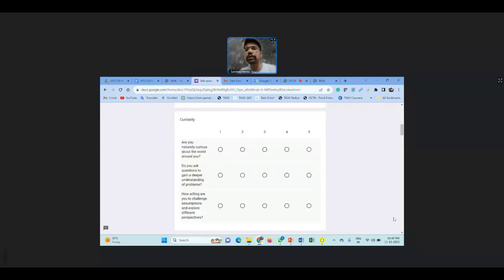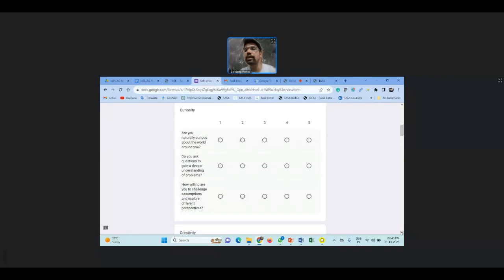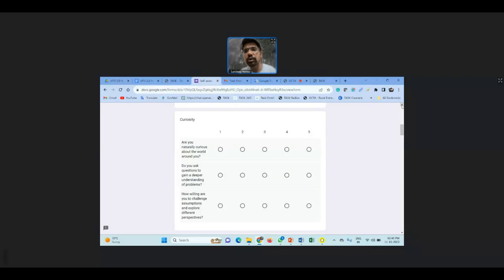The second point is curiosity. It has three components, so I'm taking just one. The third point says, how willing are you to challenge assumptions and explore different perspectives? You think about whether you have challenged yourself or not, whether you have asked anyone or not, whether you have self-evaluated or not. You have to think very critically, putting yourself into these components, whether you are practicing that or not. That is the most essential thing you have to do.